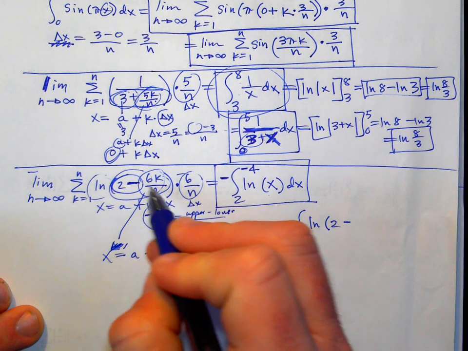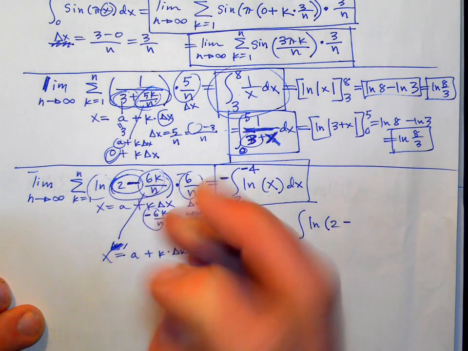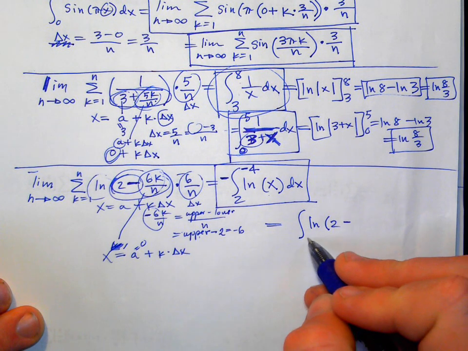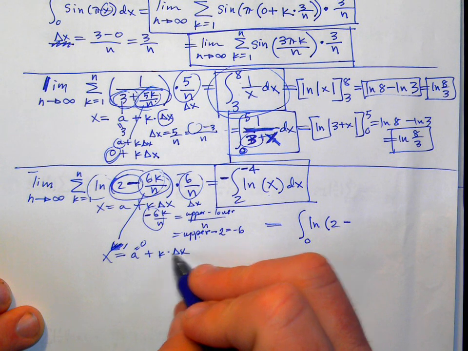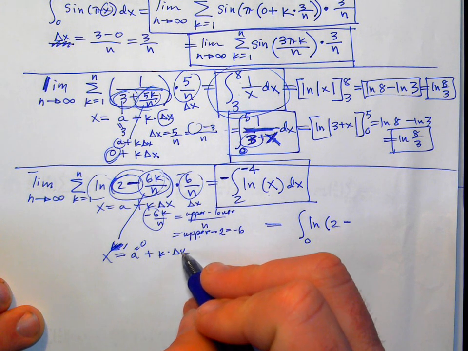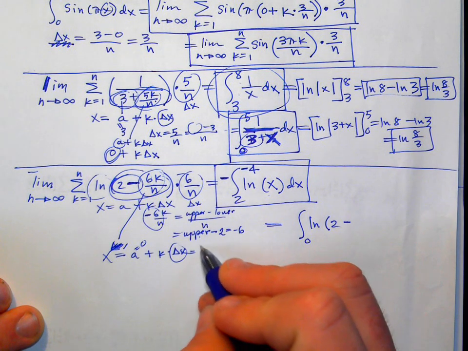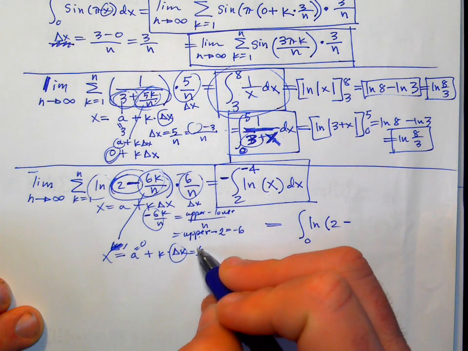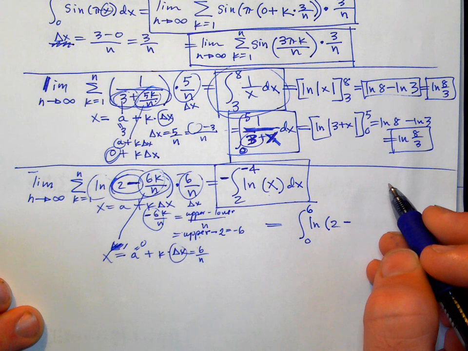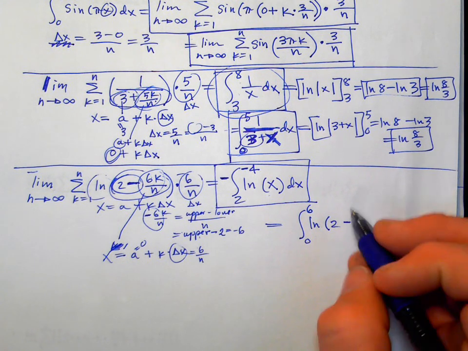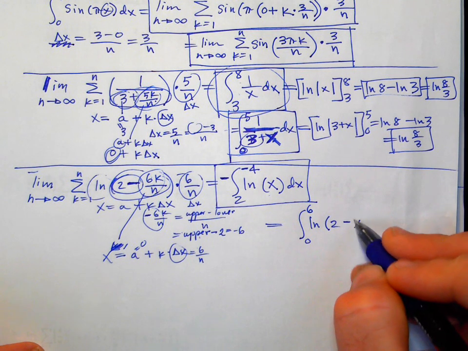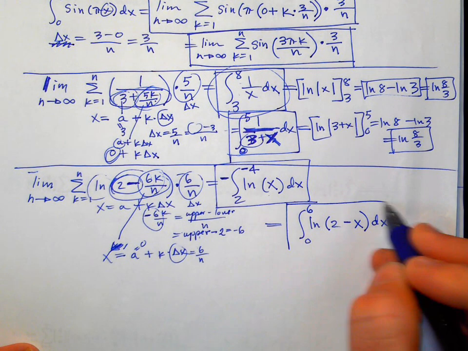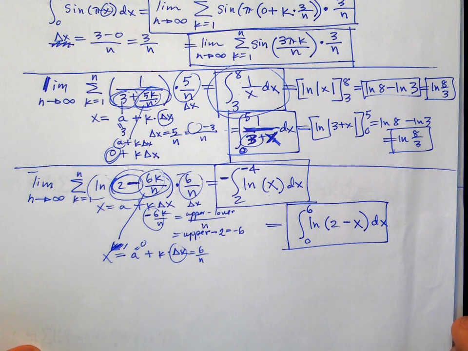Now, if there's no number there, like the 2 minus is separate, then that means that a must be 0. So we're going to start at 0 on the lower limit. And then k delta x is going to be 6 over n. So if our lower limit is 0, then upper minus lower to get 6 would have to be 6. And then we would just put x here, and then we do dx. And so this is another interpretation, which we can't integrate.